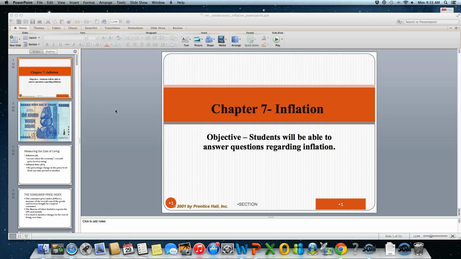Inflation, particularly unanticipated inflation, is going to erode the value of money. It's going to arbitrarily redistribute wealth from creditors to debtors who can pay back their debts in less valuable dollars. And so we're going to talk about some of these side effects of inflation. We're going to talk about what inflation is, how to measure it, and so forth.